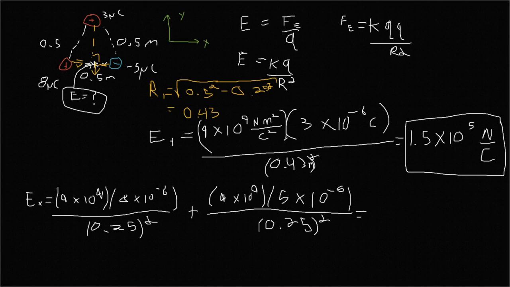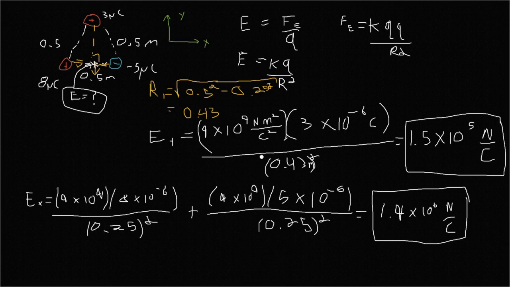And so I'm going to put this into a calculator. Alright, so this is about 1.9 times 10 to the 6th newtons per coulomb. And this is how you would do an electric field problem like this.